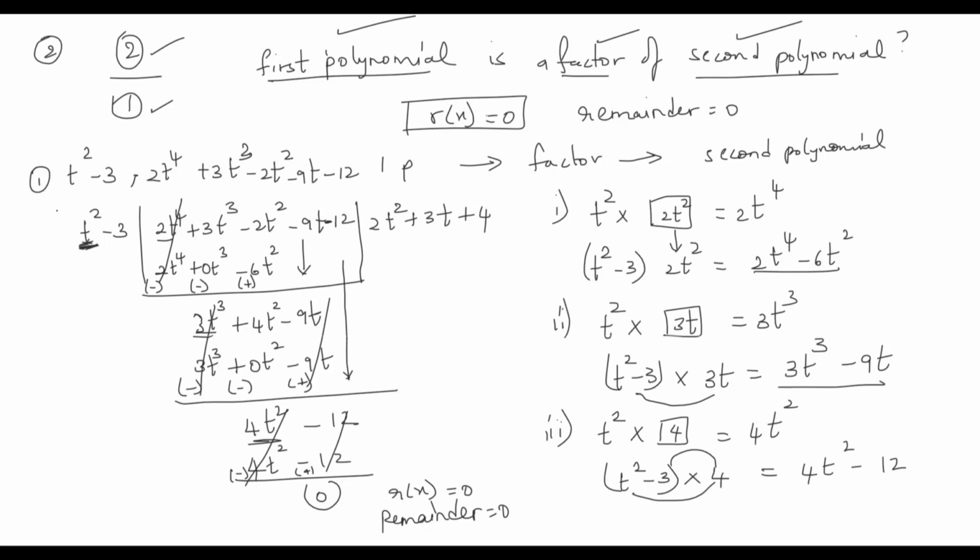This is how you have to solve the other sums as well. Divide the second polynomial by the first polynomial, and if your remainder after doing the division method is 0, then the first polynomial will be a factor of the second polynomial.